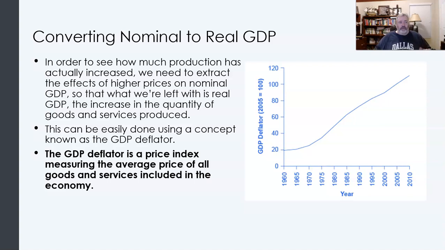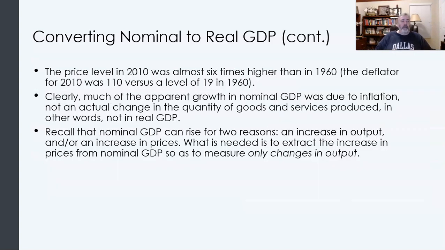And this is known as a GDP deflator, which is a price index that measures the average price of all goods and services included in the economy. All right? So the price level in 2010 was almost 6 times higher than in 1960. That's inflation, by the way. The deflator for 2010 was 110 versus a level of 19 in 1960. All right? So much of the apparent growth in nominal GDP was due to inflation, not an actual change in the quantity of goods or services produced. In other words, not real GDP.